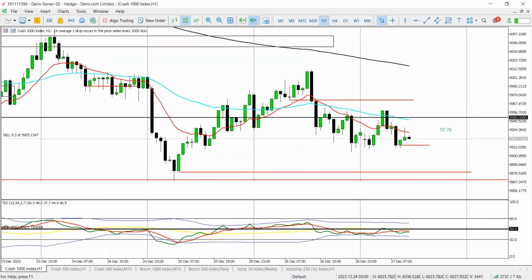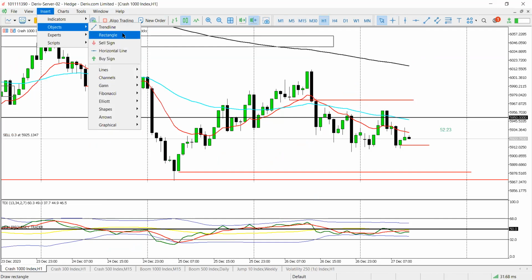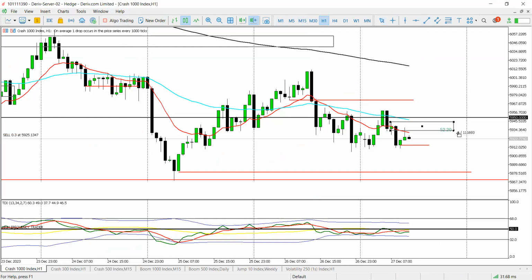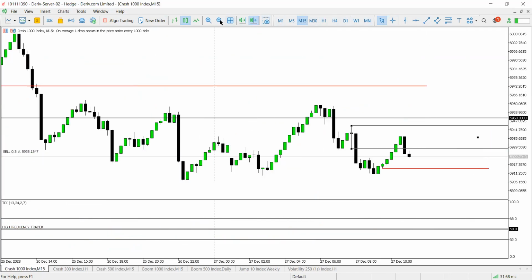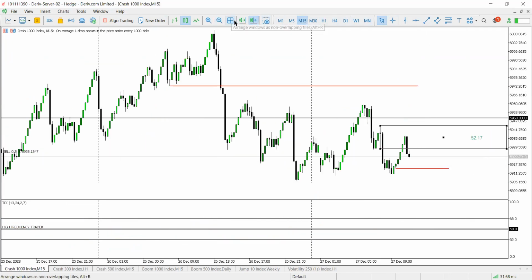So going to see 1000, I also have one position. As you can see, it looks like price is rejecting this order block here from H1 and M15.